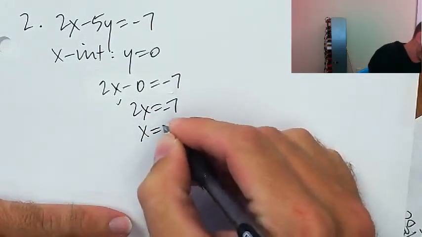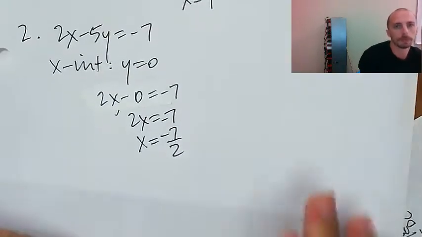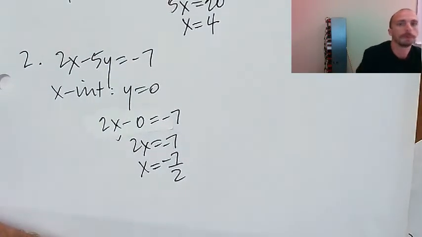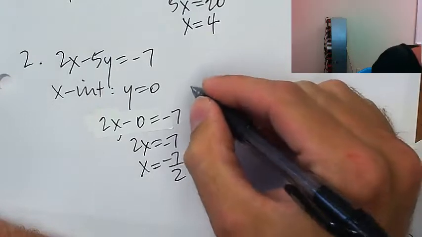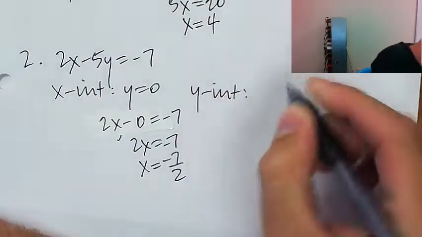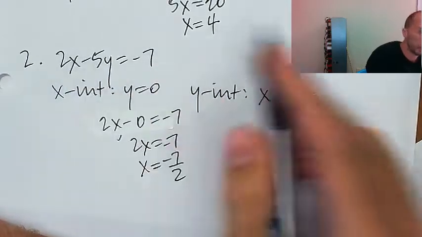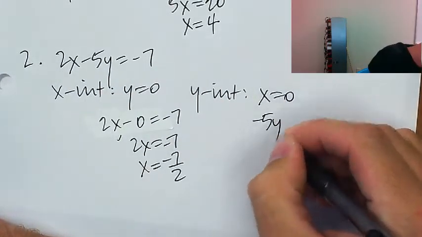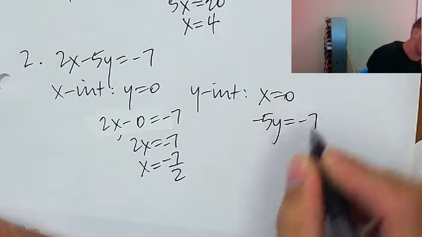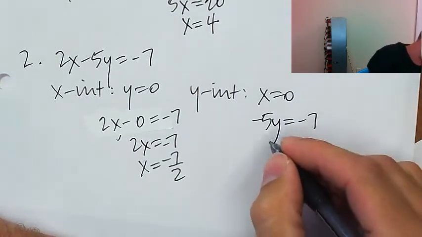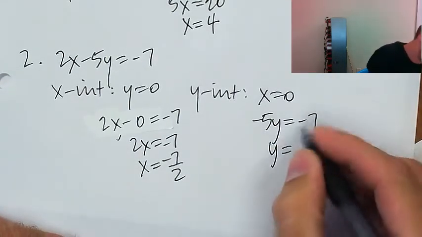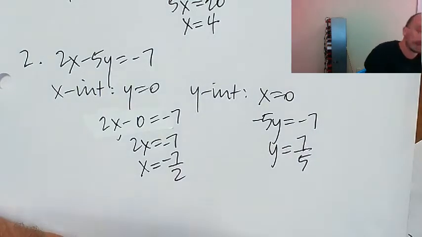Divide both sides by 2, and I get negative 7 divided by 2. Okay, that's a perfectly fine number. If you want to call it negative 3.5, be my guest. For the y-intercept, that's where x equals 0. Then I'm going to plug in 2 times 0 minus 5y equals negative 7. I can divide both sides by negative 5, and I'll get y is negative 7 over negative 5, which is the same as 7/5.